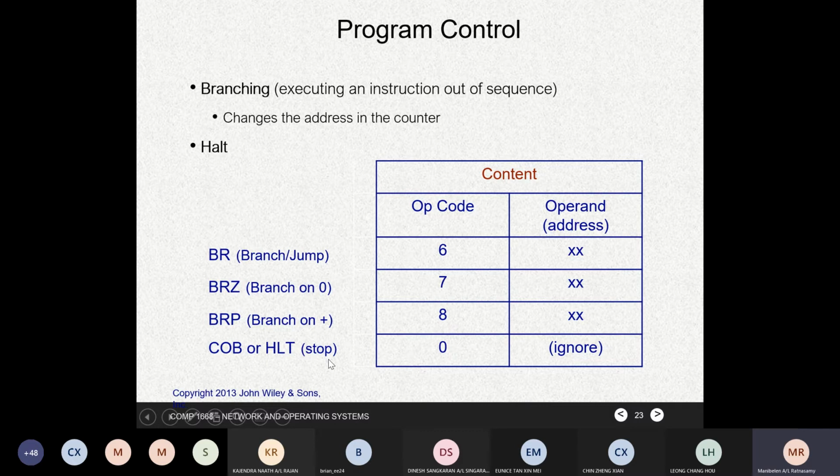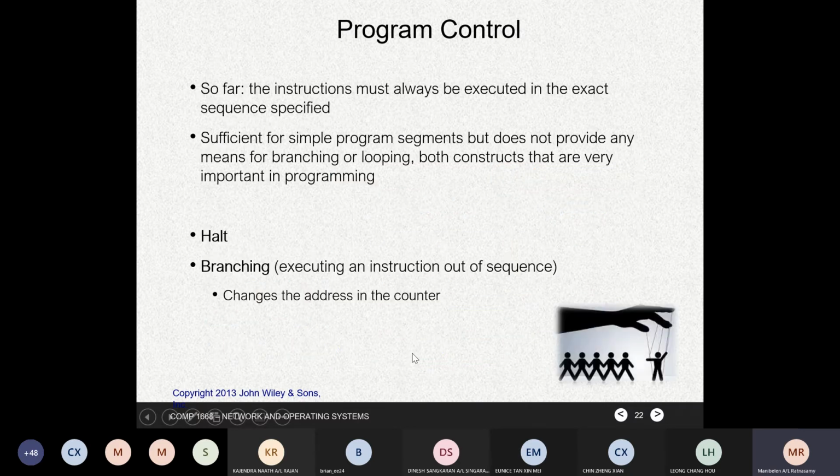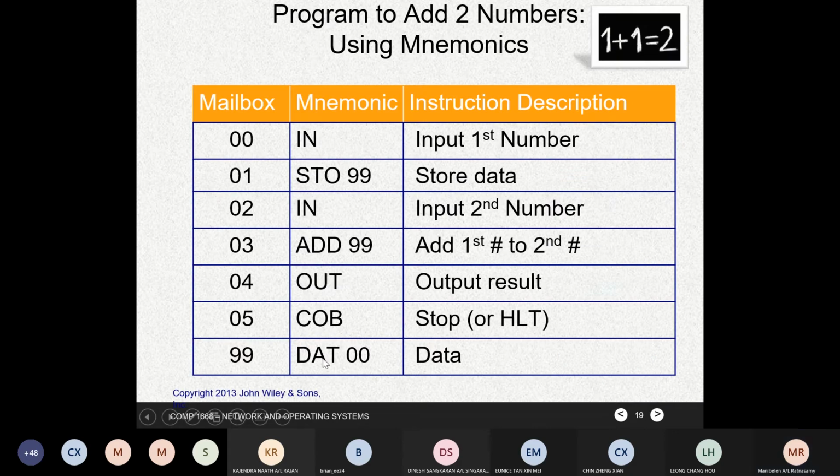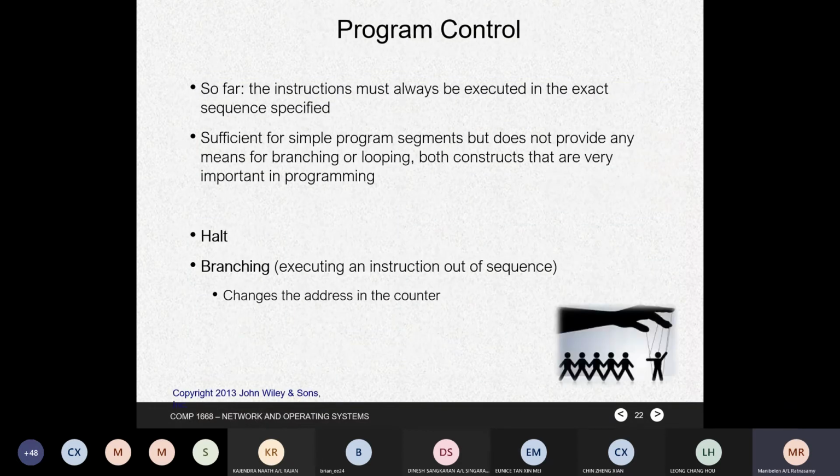This is simply to stop. So if you use COB or HLT, you stop the program. You guys have seen that here, isn't it? It is stop. So you must have this command as the last command in your program, end of program. All programs must have that halt before the data. Otherwise, it's like you're not terminating your program. You're not stopping your program.